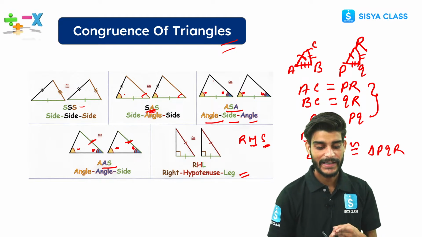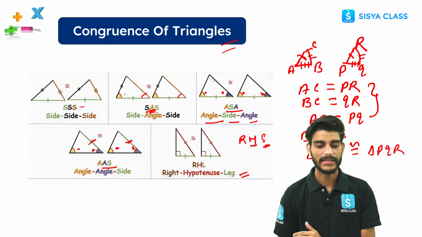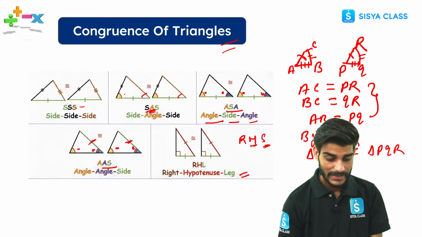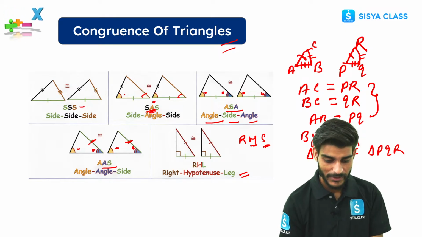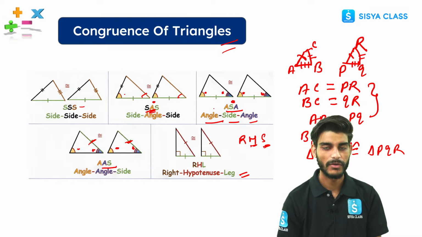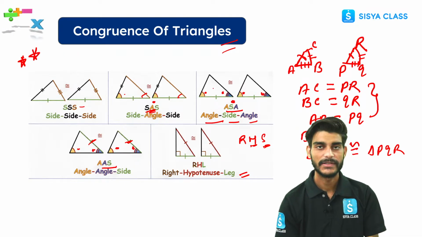Side, side, side; side, angle, side; angle, side, angle; angle, angle, side; and right, hypotenuse, side. Clear? Just remember that this angle should be in between. This is the key point here, and this side should be in between. This is a key point for this slide only. So remember this congruence for triangles.